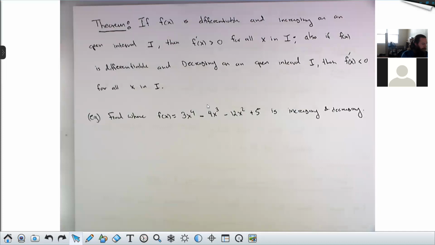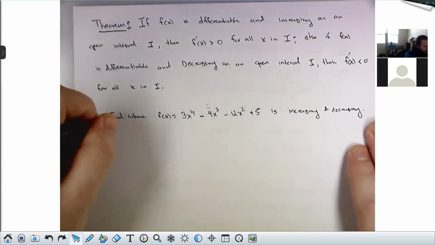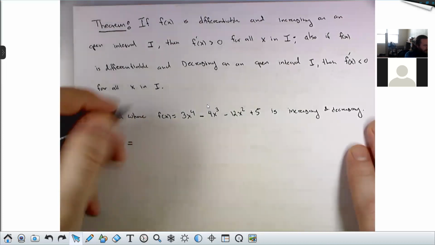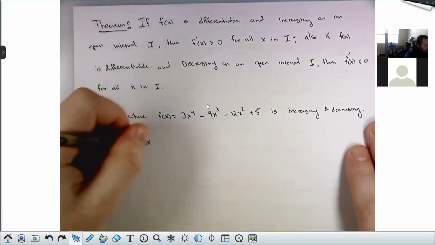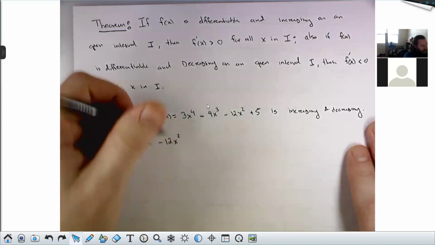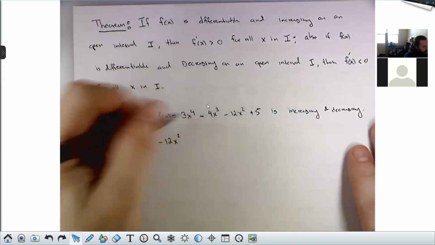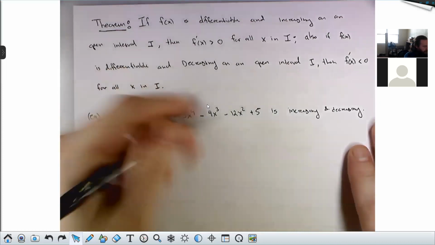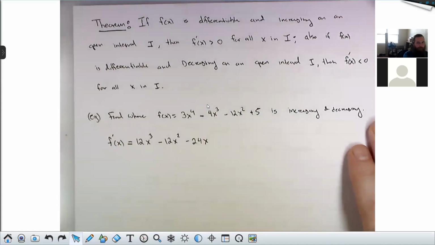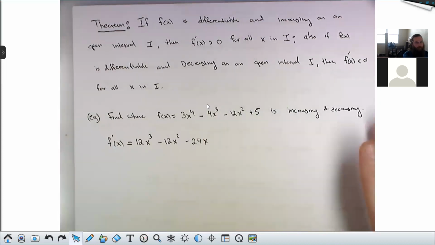All right. So let's calculate f prime. f prime here is going to be 12x cubed minus 12x squared, that's this guy's derivative, minus this guy, minus 24x. So if I want to find where this function is increasing and decreasing, it suffices to find where f prime is positive and negative. Here's f prime.